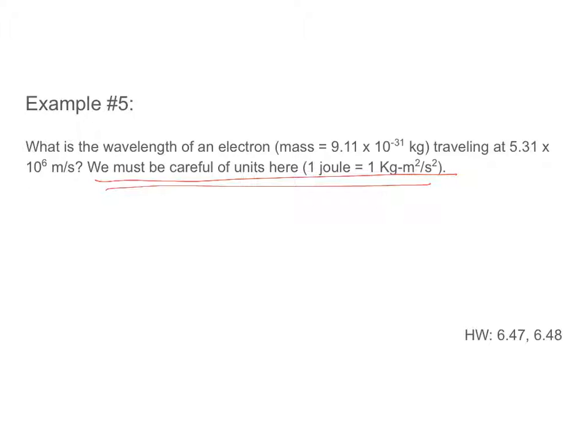So we know that de Broglie's wavelength formula is wavelength is equal to Planck's constant divided by mass times velocity. So this problem is asking me to solve for wavelength. I know Planck's constant is 6.626 times 10 to the negative 34 joule seconds. I know that the mass was given to me in this problem as 9.11 times 10 to the negative 31st kilograms.